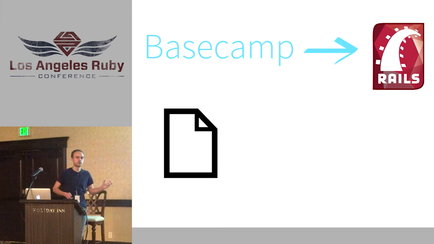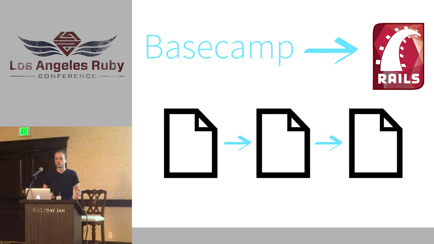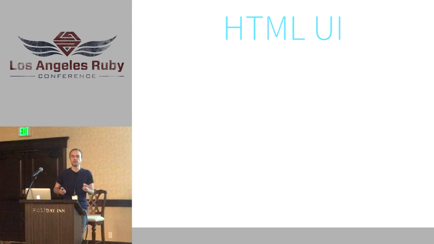You start at page one, you click a thing, you move to page two, and then you click another thing, you move to page three. That's the type of application flow Rails was built for. And I call those HTML user interfaces. Now, if you're building a web application and HTML is your UI, it might look like this.